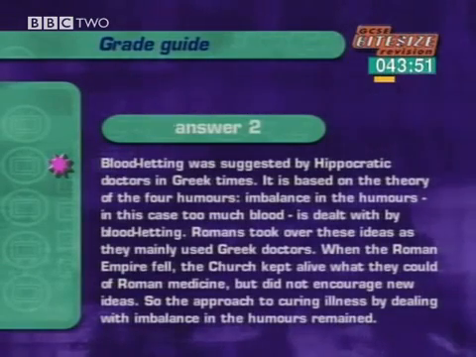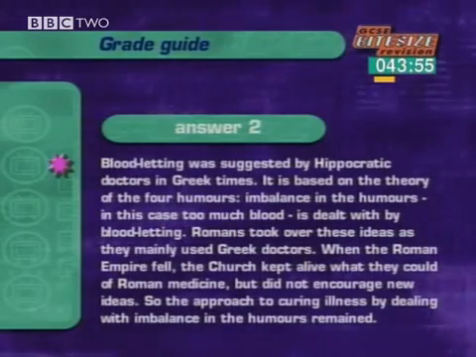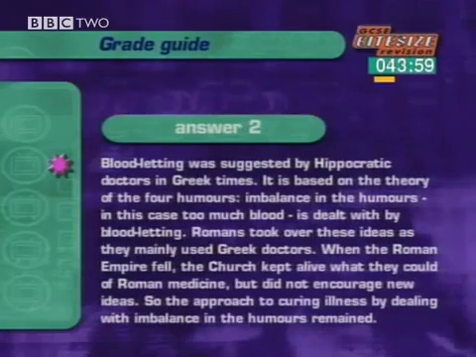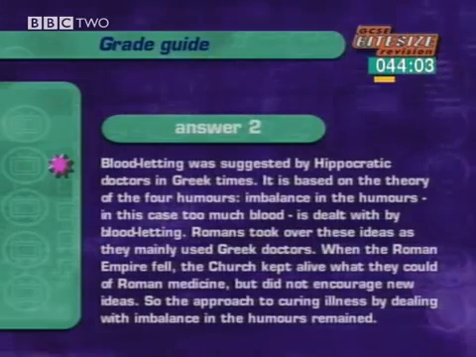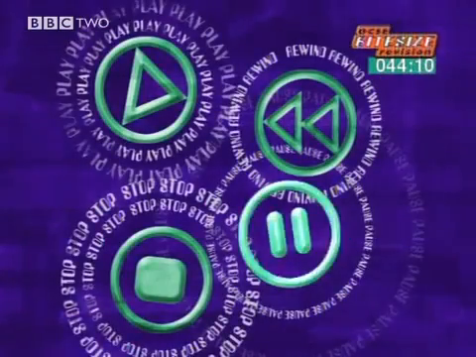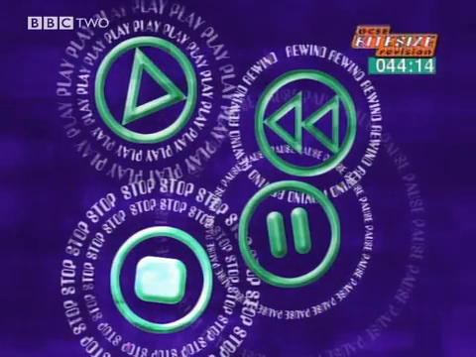This answer not only explains the theory of humours, but also places it in its historical context. It gives explanations of why bloodletting was accepted first by the Romans and then by medieval doctors. This answer would be heading for an A. That's the end of the section on Renaissance medicine.